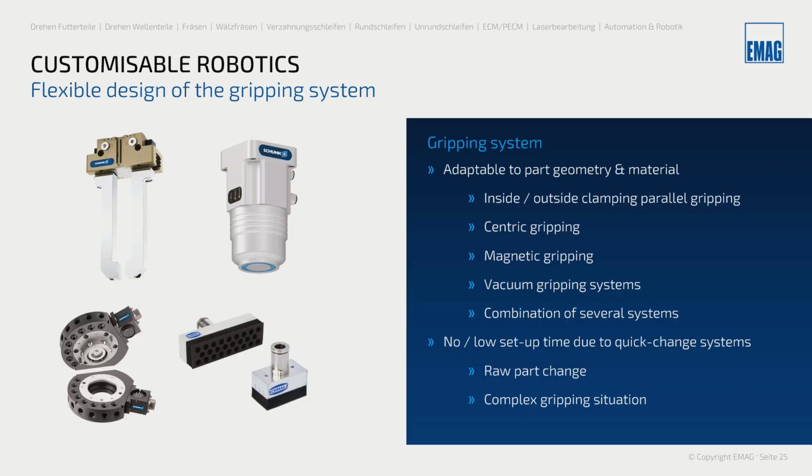So the best part about bin picking is the high flexibility, and especially in the gripping system, because you can adapt to any part geometry and to any material just as you like. You can do bin picking with clamping in a parallel way, inside clamping, outside clamping. You can use centric grippers, magnetic, vacuum, or even combinations of them, because if you use a quick change system, you can say, for taking out the parts with a defined grip, I use a 2-finger parallel gripper, and for separating, I can use a magnetic gripper to just direct the parts to the middle.